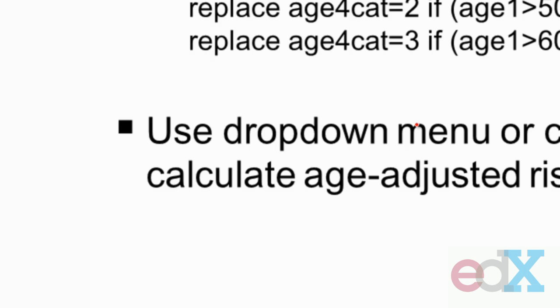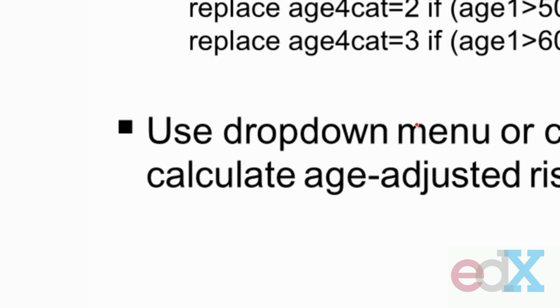So we're going to use the same categories that Fran did in his lecture, and I just have the Stata code here on the screen to go through it quickly. So we're going to generate a new variable called agecat, and then we'll do 4 different categories: less than or equal to 40, 40 to 50, 50 to 60, and 60 or older. Once we create these age categories, we'll use either the drop-down menu or the command line, whichever you're more comfortable with, to calculate the age-adjusted risk ratio of death.